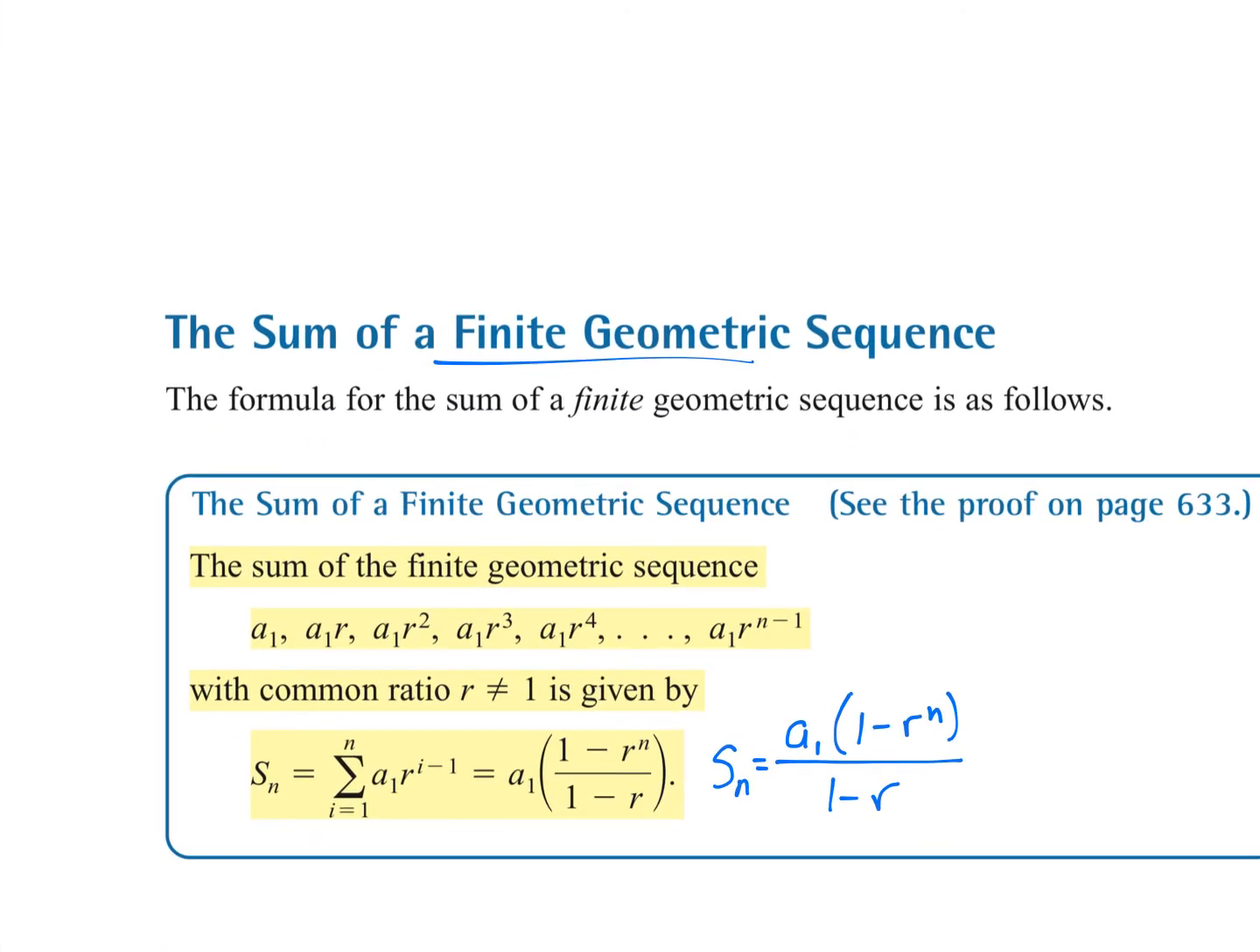Next page. So next we're going to be finding the sum of a finite geometric sequence. What does finite mean? Limited, or that it ends. It's going to give us a starting number and an ending number.